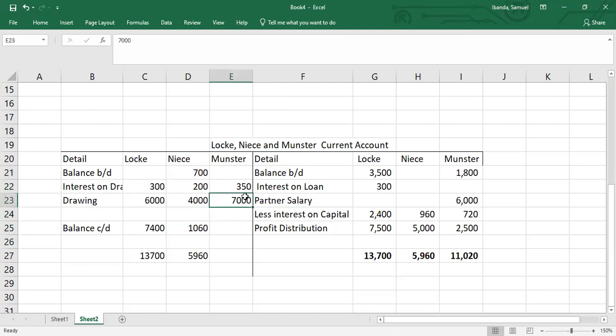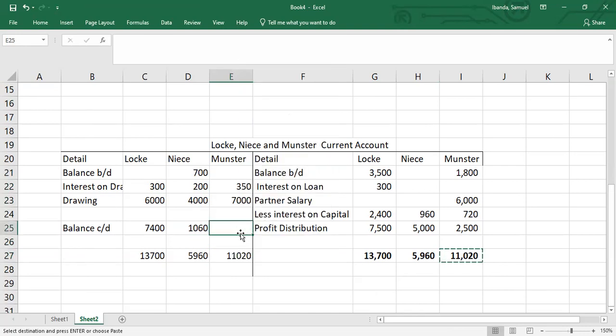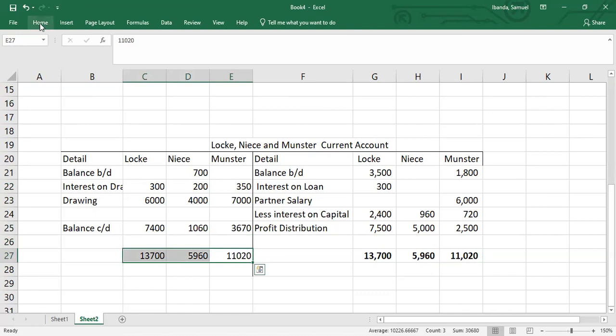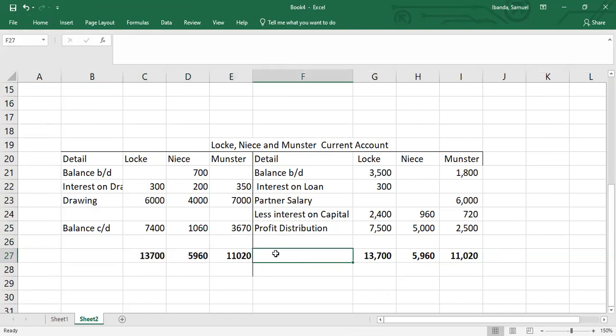I'll come to this one. This is 7,350, and I have 11. So this would definitely be the total here, okay? And then I'll have a difference here, which will basically be this minus 7,350, which gets me to 11,020, like that. So that's what I have.